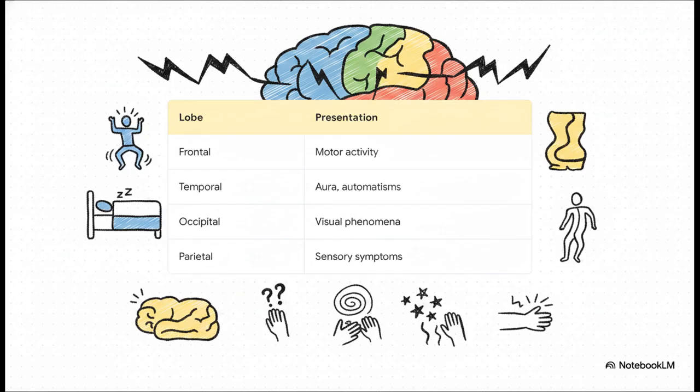Move over to the temporal lobe, which, by the way, is the most common focal epilepsy type in adults. Here, you're going to see an aura, maybe an intense, unexplained fear or déjà vu, followed by impaired consciousness with automaticisms. Think lip smacking or fumbling hands. If the storm hits the occipital lobe, the patient experiences visual phenomena, like flashing lights. And the parietal lobe, that gives you sensory symptoms, like weird tingling or distorted perception of your own body. It is pure geographic logic.